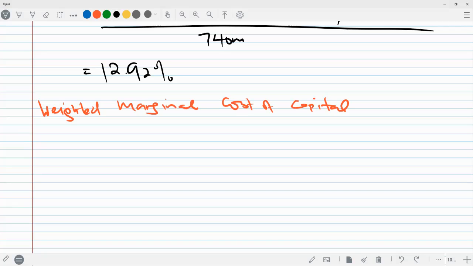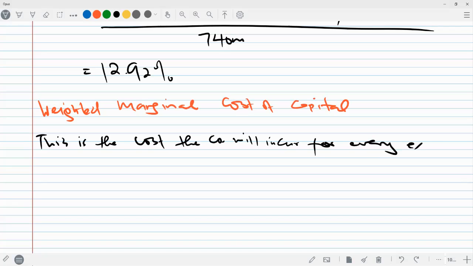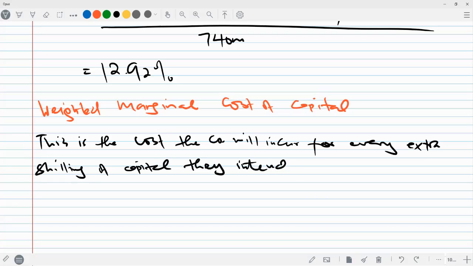Let me just define it. This is the cost the company will incur for every extra shilling of capital they intend to obtain from the market.